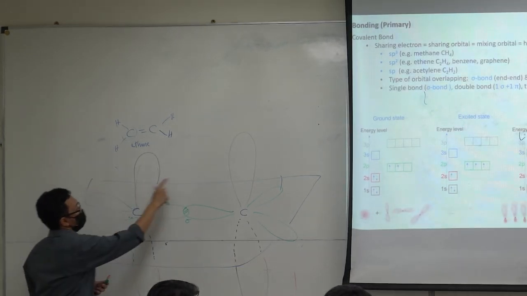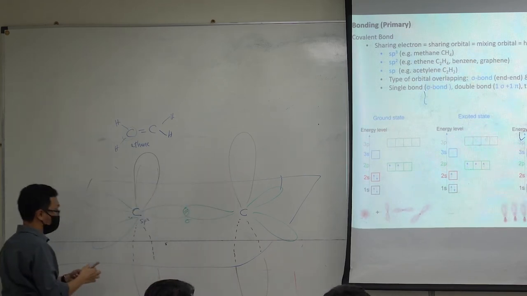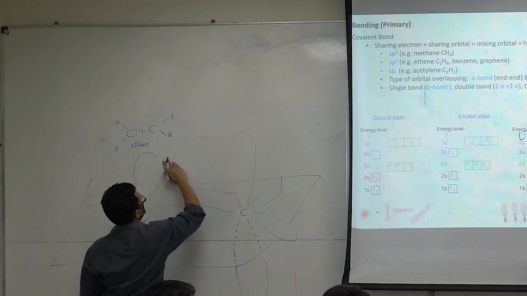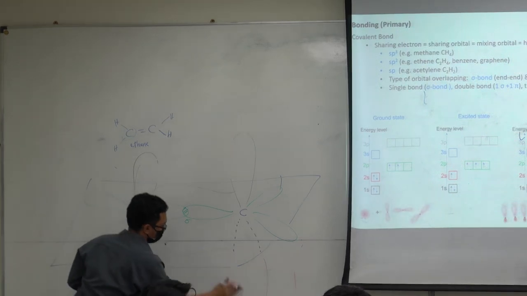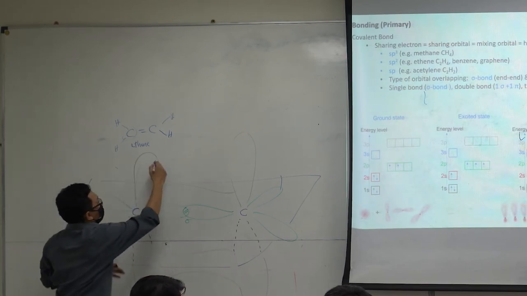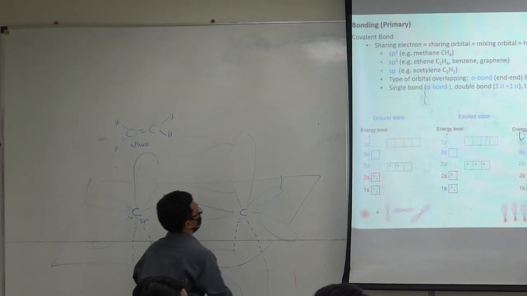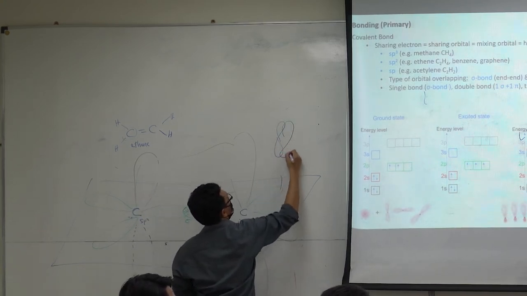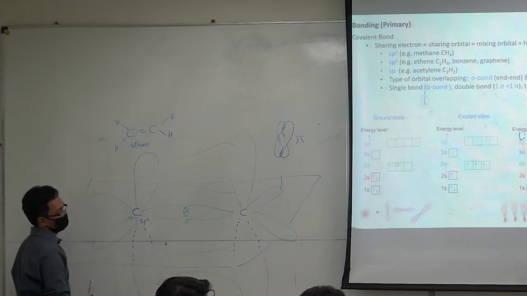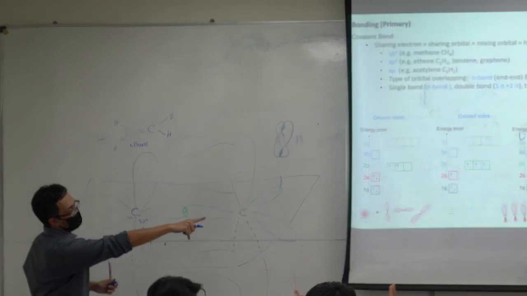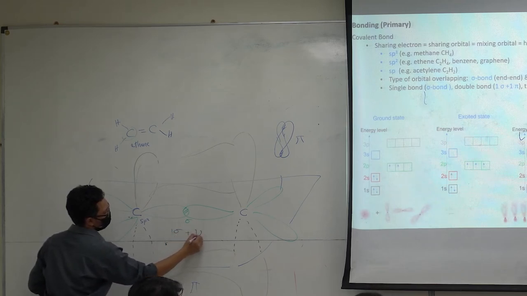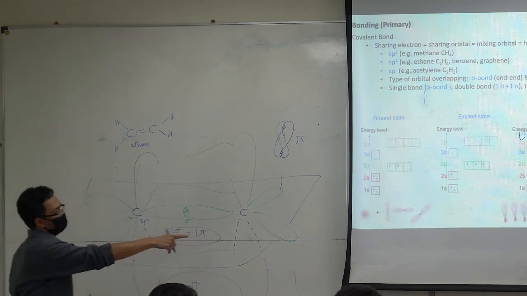Now you have this unhybridized p orbital. They combine side by side, and we know that side by side overlap is the pi bond. So you have a pi bond here. That's why you get a double bond: one sigma plus one pi. That's why you get the structure like that.